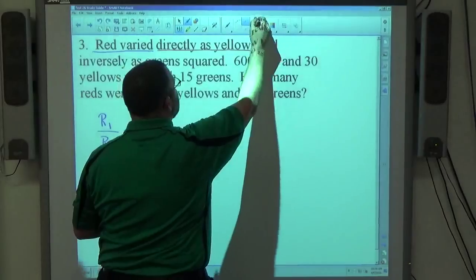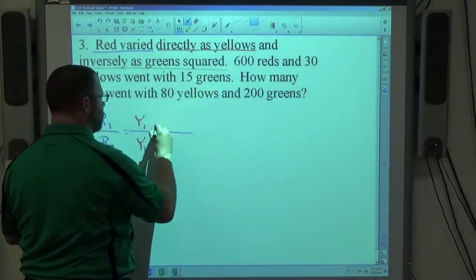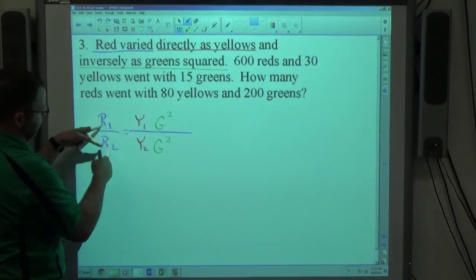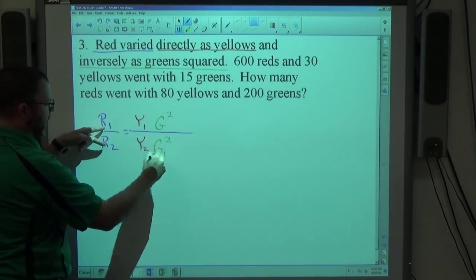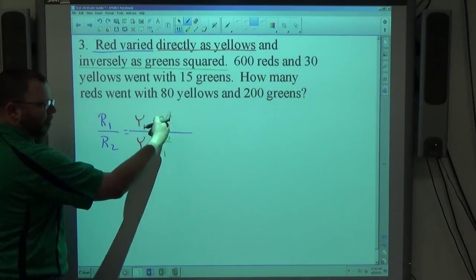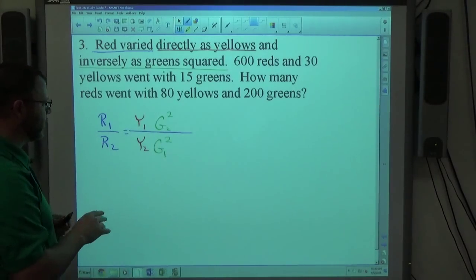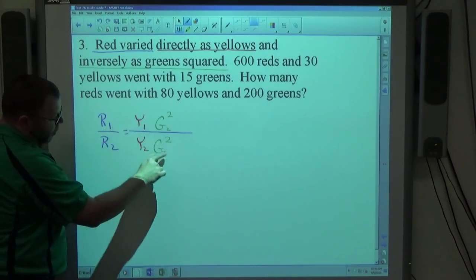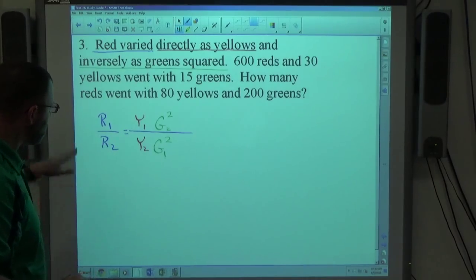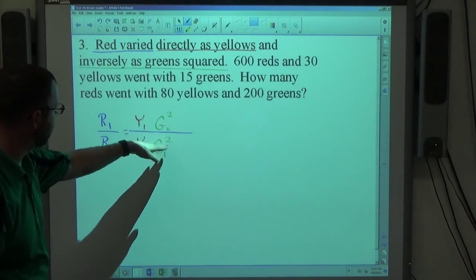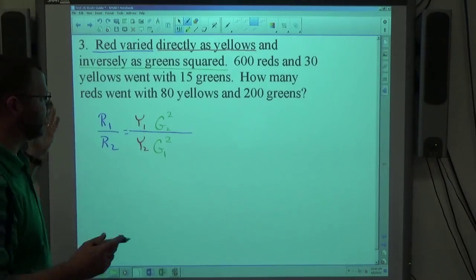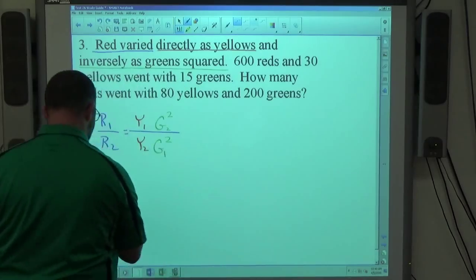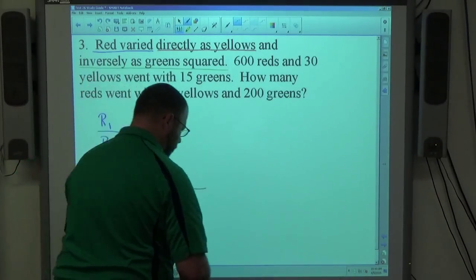And then it says inversely as greens squared. So green squared on top, green squared on bottom. And inversely means that we're going to invert the subscripts. So subscript 1 goes down, subscript 2 goes up. Be careful when there's squares and subscripts that you make a determination between the two. So greens are being squared, both greens are squared. Subscript 1 on the bottom, subscript 2 on the top. So my first red, first yellow, first green squared, second red, second yellow, second green squared. That's the setup.